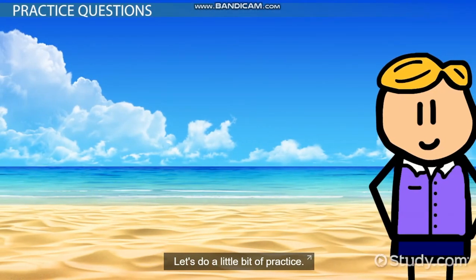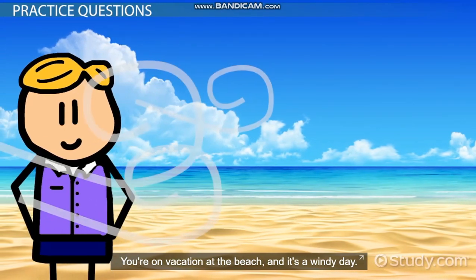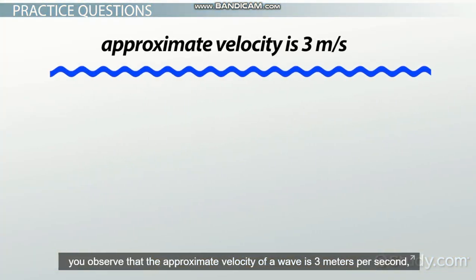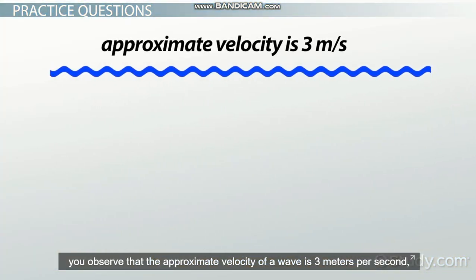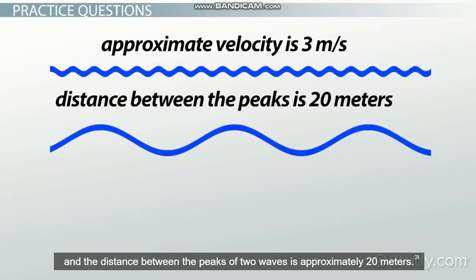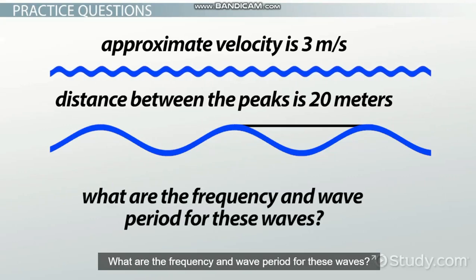Let's do a little bit of practice. Here's a word problem. You're on vacation at the beach and it's a windy day. While looking at the ocean waves, you observe that the approximate velocity of a wave is 3 meters per second, and the distance between the peaks of 2 waves is approximately 20 meters. What are the frequency and wave period for these waves?